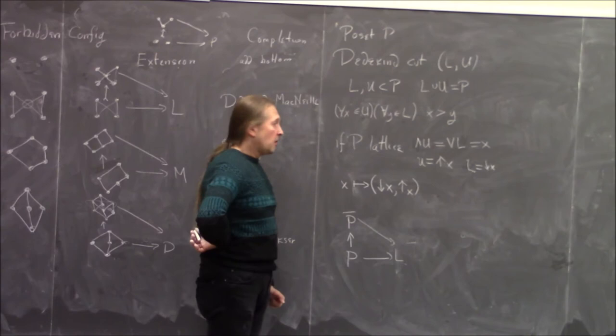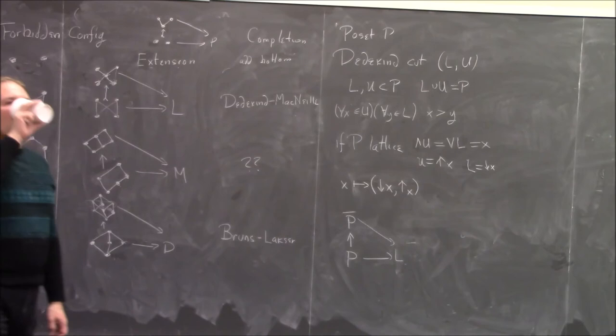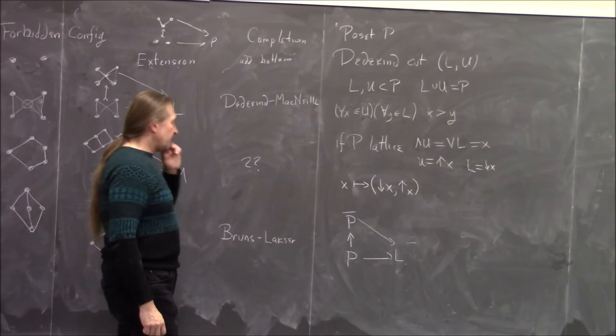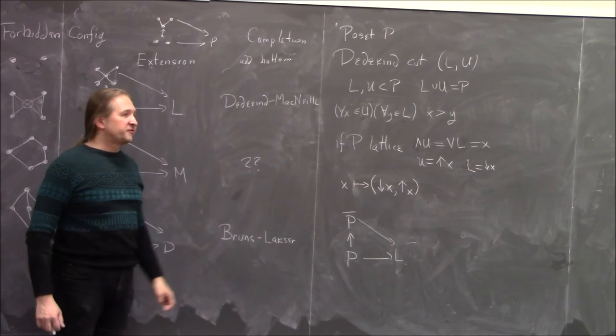And the second map, the upper half of the triangle, is a lattice homomorphism, so it preserves all meets and joins. So it's very strong. That's right. So that's this construction. Let me next, before going further, describe the two versions of the Bruns-Lakser construction. First, the original one by Bruns and Lakser.